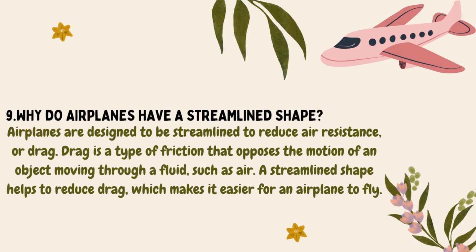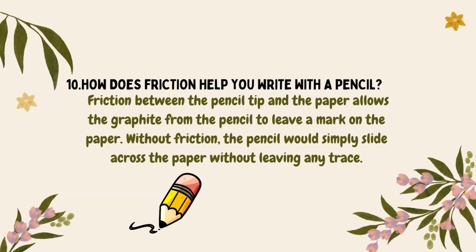9. Why do airplanes have a streamlined shape? Airplanes are designed to be streamlined to reduce air resistance, or drag. Drag is a type of friction that opposes the motion of an object moving through a fluid, such as air. A streamlined shape helps to reduce drag, which makes it easier for an airplane to fly.